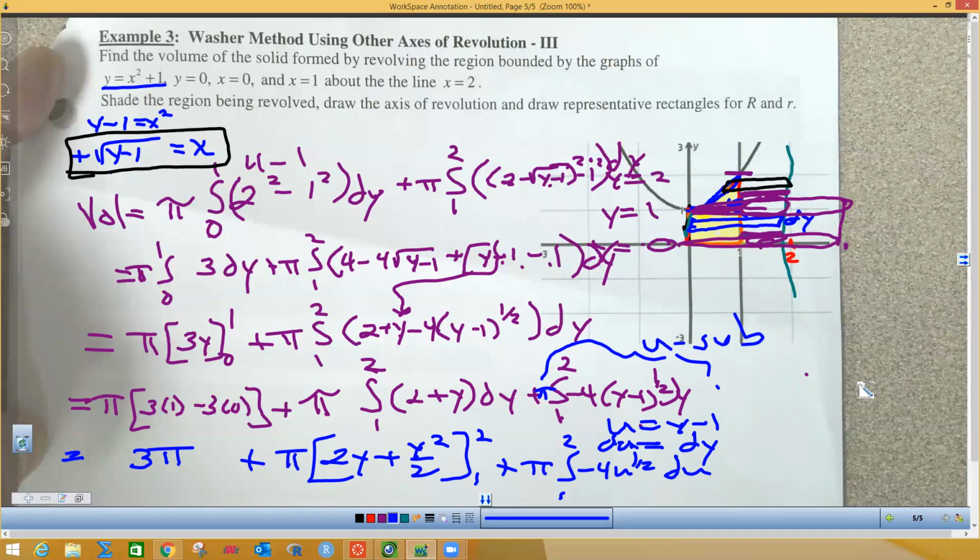Did you not take the negative 4 out in front of the integral? Okay, I could do that or leave it there, it doesn't matter. Yeah, I could have put the negative 4 out here with the pi and had negative 4 pi. That would have been fine. That's not the mistake. There is a mistake though.